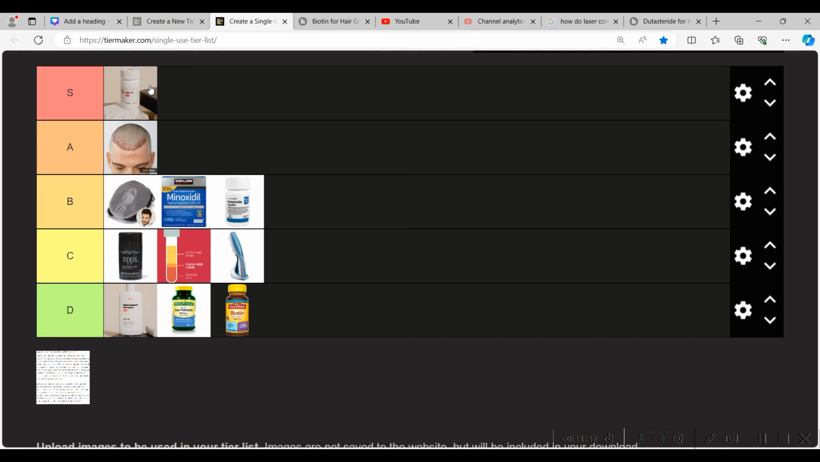Now, at the end of the day, none of these solutions I would consider to be S tier, as some of them are very expensive. Some of them have the risk of side effects. Some of them give you scars, and others just aren't that effective. But these are all potential solutions to at least look into and consider if you are dealing with hair loss and looking to restore your hair.